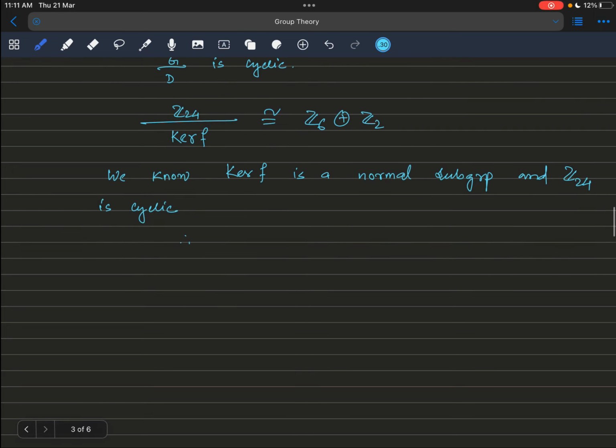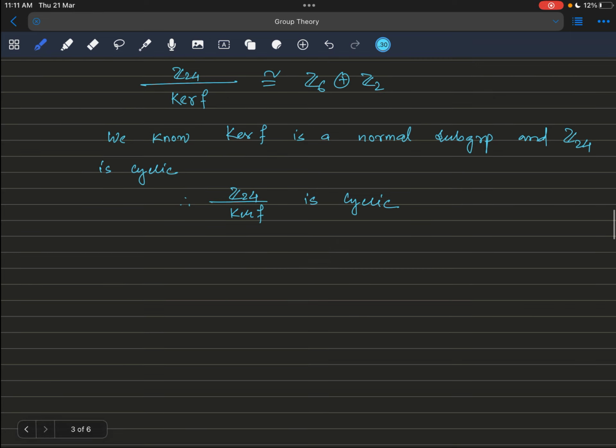So by the above theorem, Z24 by kernel phi is cyclic, but Z6 x Z2 is not cyclic. Why? Because GCD of 6 and 2 is not equal to 1.